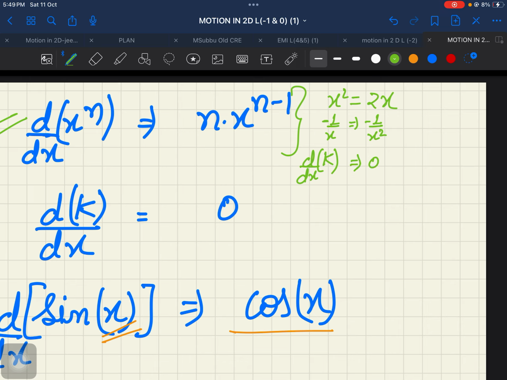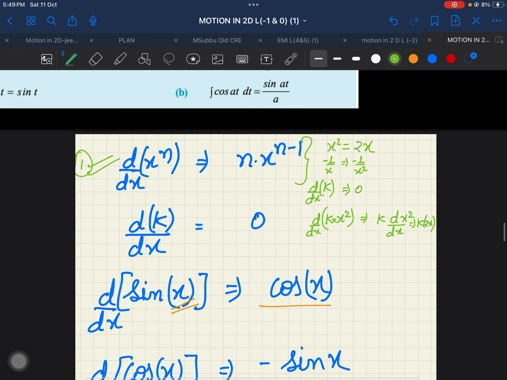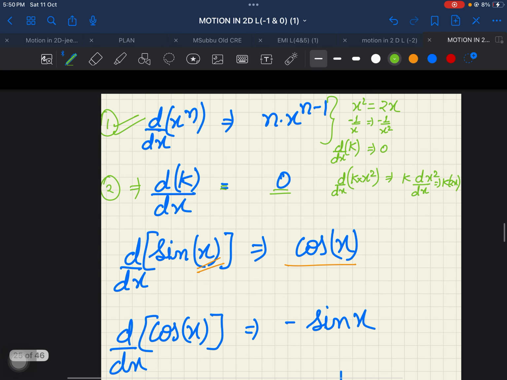Suppose you have to differentiate k times x square. Clear? The constant in multiplication will come out. It is simply k times the differentiation of x square, which means k times 2x, k into 2x. That's it. Just think of it. I hope this is very clear. So this second formula is also clear: the differentiation of a constant k is equal to 0. Now the third formula.